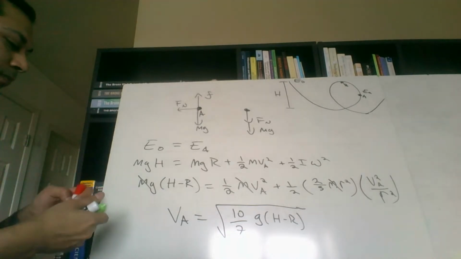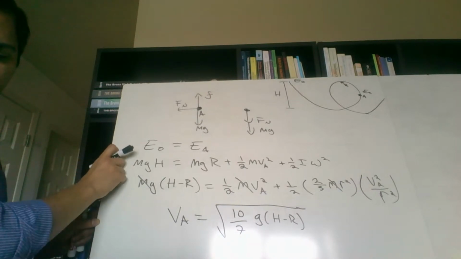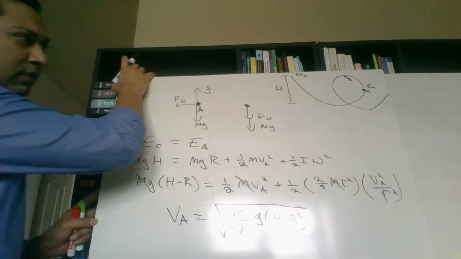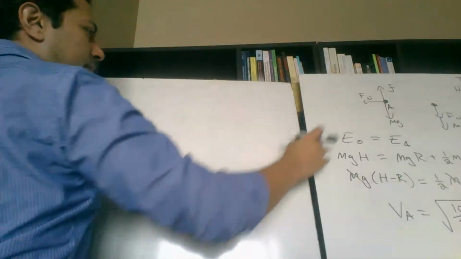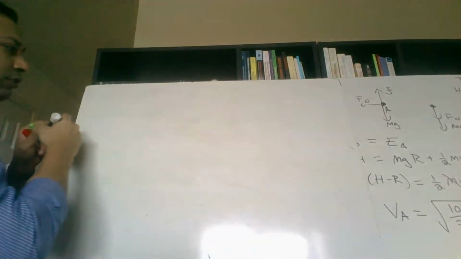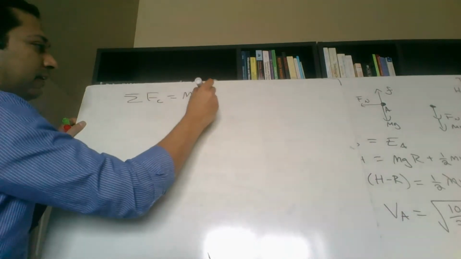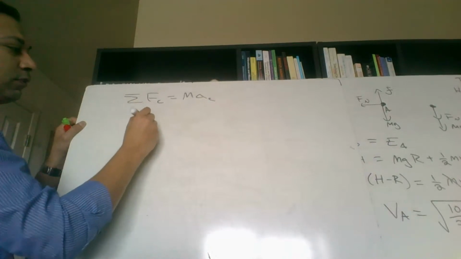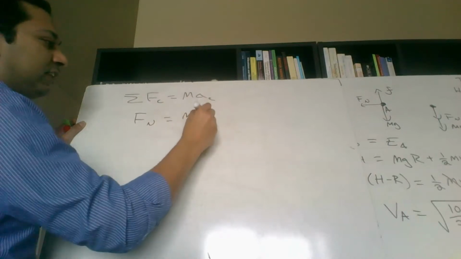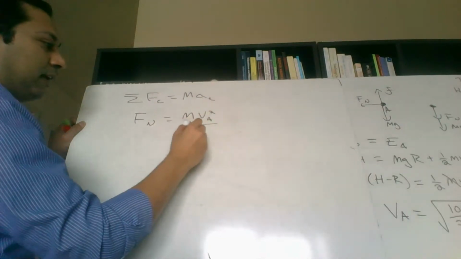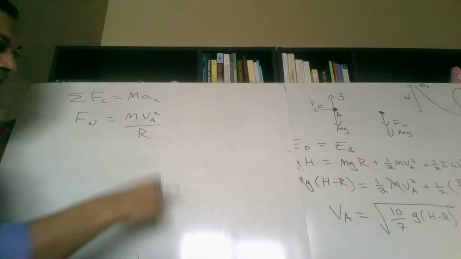Part B2. B2 is asking for the normal force at A. So for the normal force at A, you just have to use the centripetal force equation. The centripetal force is equal to m a_c, and so we have only the normal force acting in the centripetal direction, so N equals m VA squared divided by big R. And we know what VA is from the last part, and you just substitute it in.